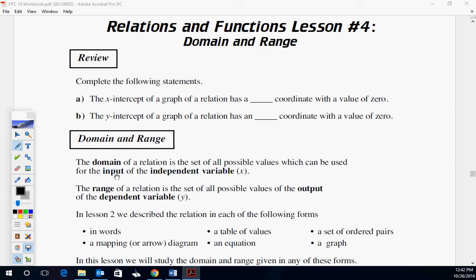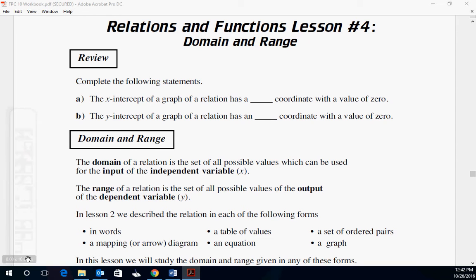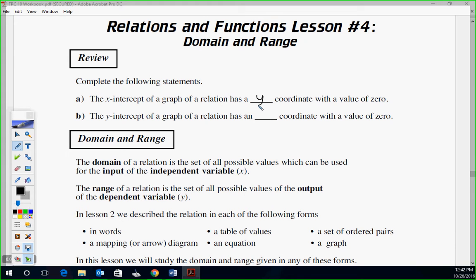So the x-intercept of a graph relation has a what coordinate of 0? This is what we just learned. Y. The y-intercept of the graph has a coordinate of x is 0. That's why I said in that very first practice problem you were doing, you make x 0, solve for y. Okay?